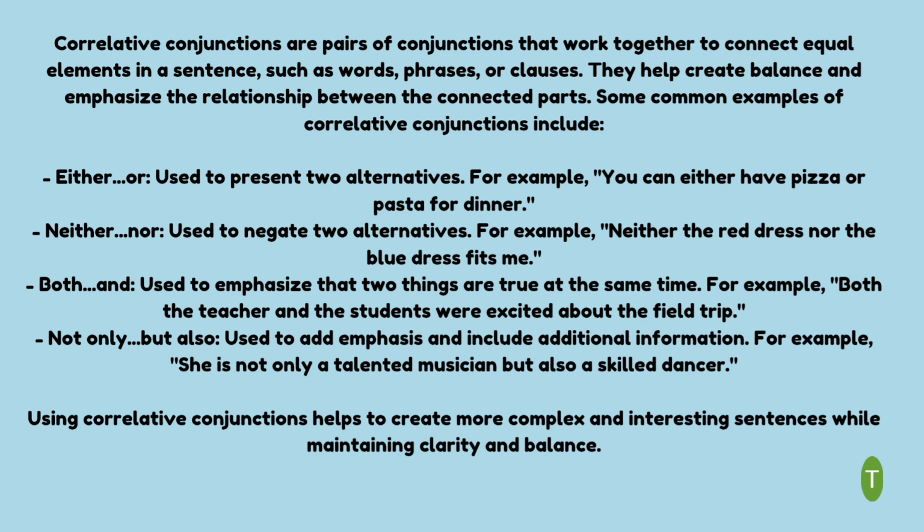Either or is used to present two alternatives. For example, you can either have pizza or pasta for dinner. Neither nor is used to negate two alternatives. For example, neither the red dress nor the blue dress fits me. Third one is both and, used to emphasize that two things are true at the same time. For example, both the teacher and the students are excited about the field trip. Then, not only but also is used to add, emphasize, and include additional information. For example, she is not only a talented musician but also a skilled dancer.